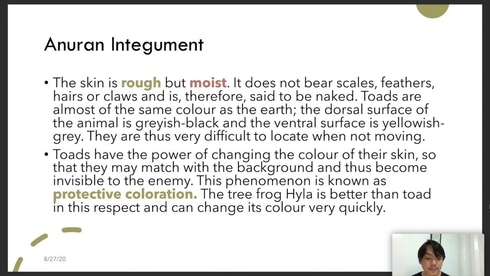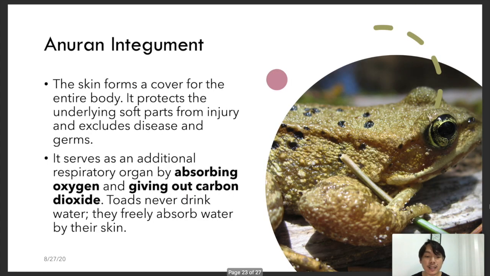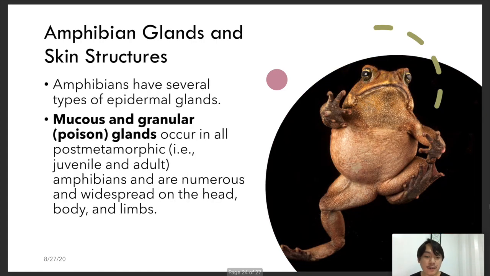The skin forms a cover for the entire body. It protects the underlying soft parts from injury and diseases. It also serves as an additional respiratory organ by absorbing oxygen and at the same time giving out carbon dioxide. Toads never drink water. They freely absorb water by their skin. That's a fact. So what are these amphibian glands and skin structures?